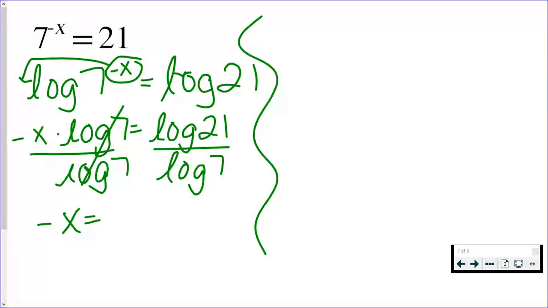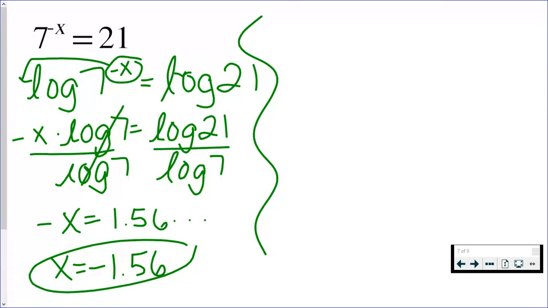And again, try not to round when you're dealing with logs until the very end. There are a lot more numbers in this answer, but I kept it in the calculator. And then getting the x by itself, you're going to move the negative to the other side. So it's approximately negative 1.56.